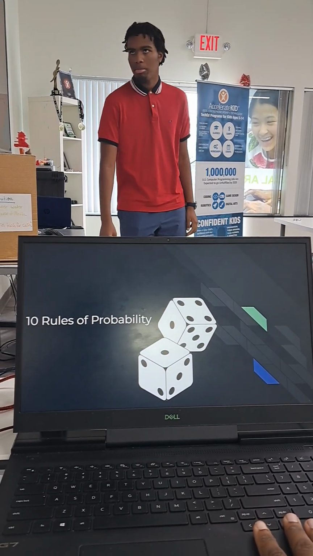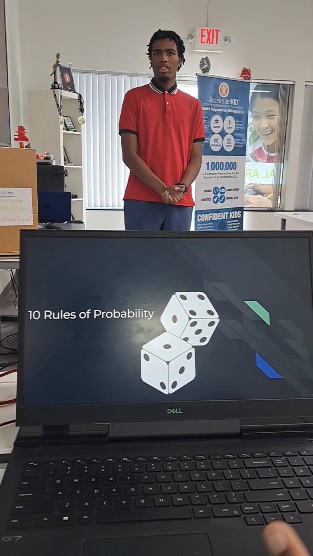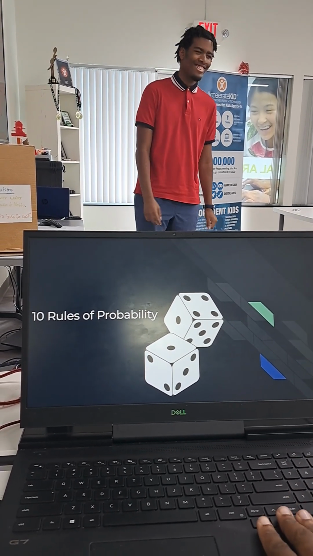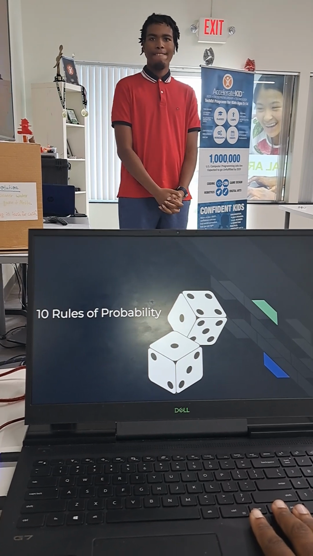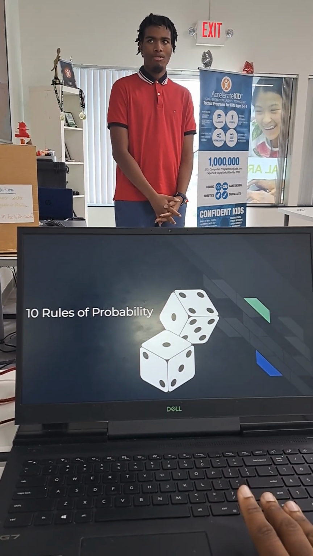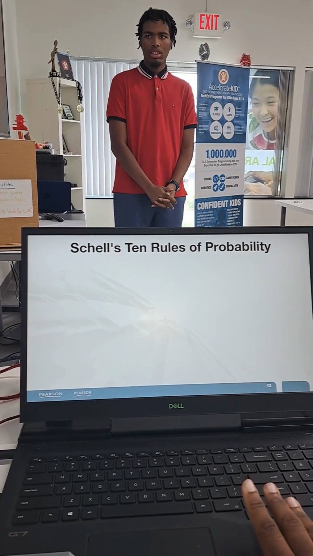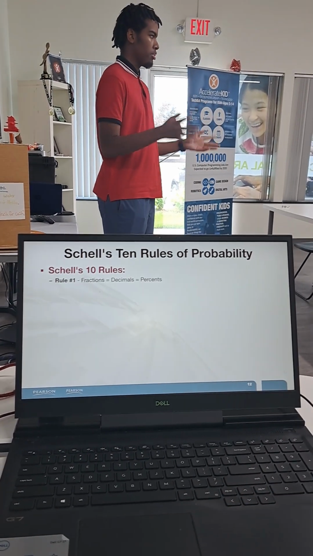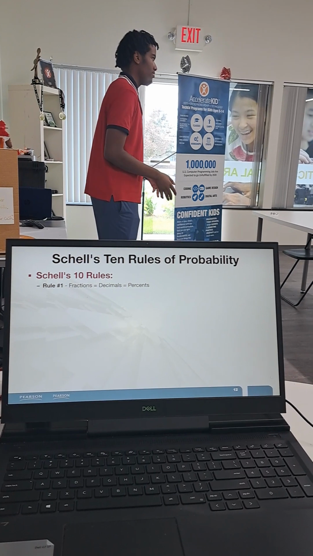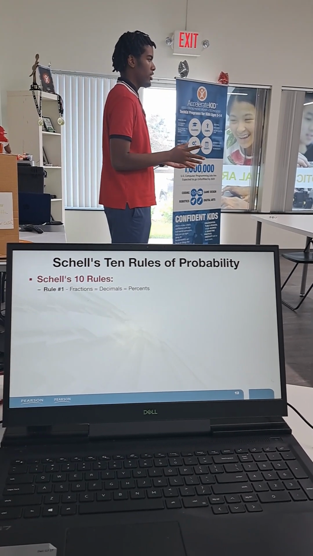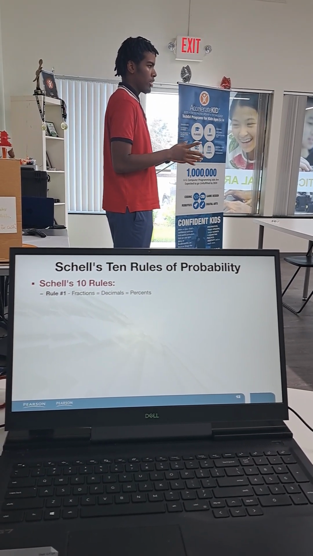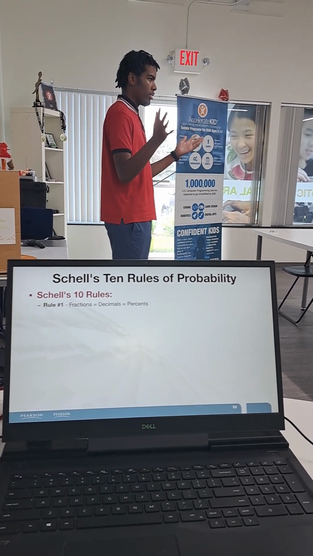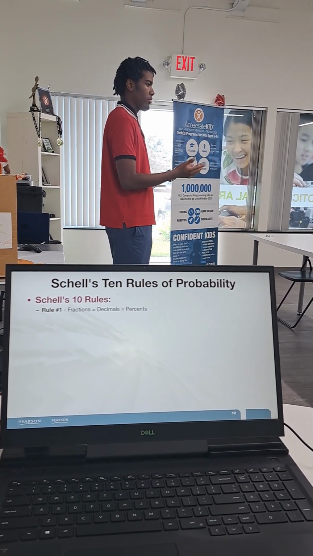10 rules of probability. Now, just a fair warning, this is going to be a bit much. We're going to tackle some hard concepts here, but we've got it. Rule 1: fractions equal decimals equal percent. So basically, see it as this: 5/10 is equal to 0.5, which is also equal to 50%. They're all basically the same, even though they look different.